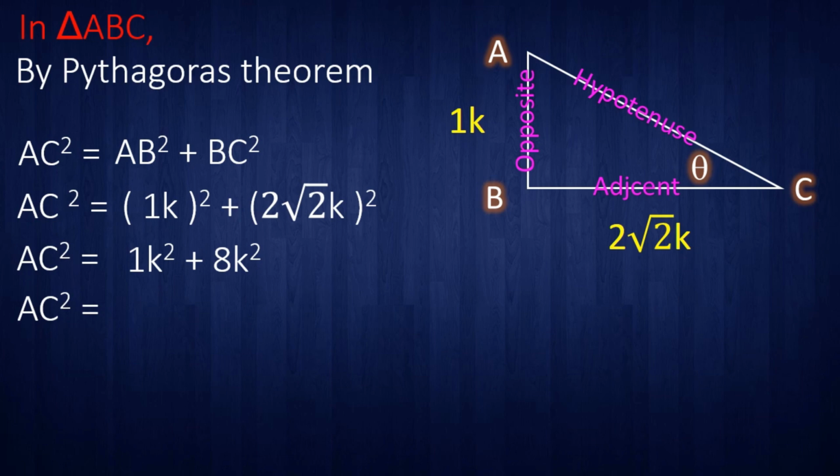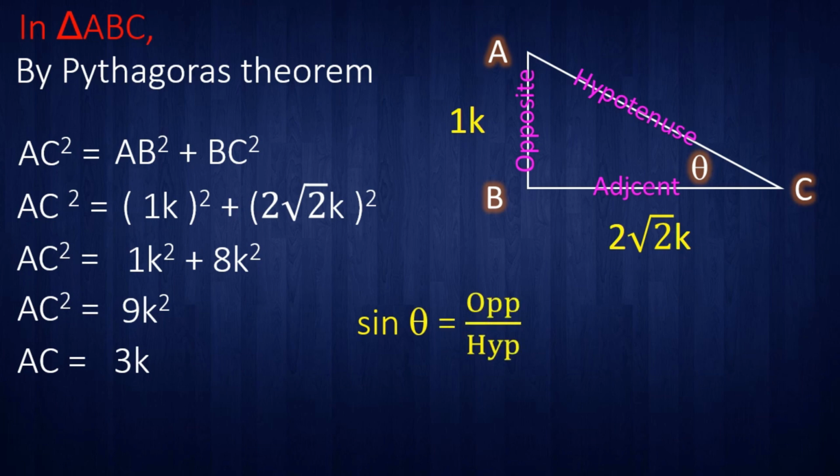1K square and 8K square will become 9K square, and after taking the square root it will become 3K. Square root of 9 is 3, that is 3K. Now show in the figure. AC we got 3K.